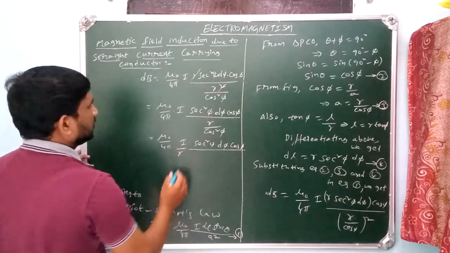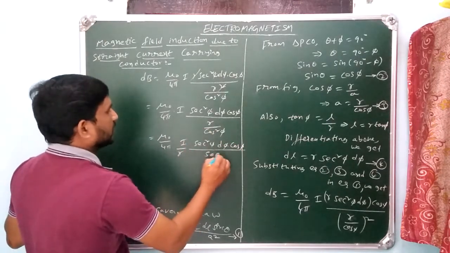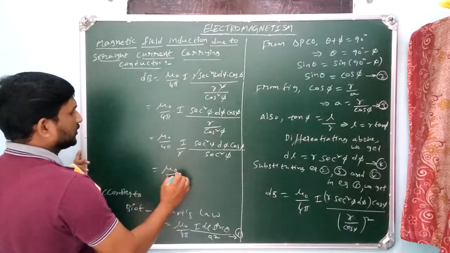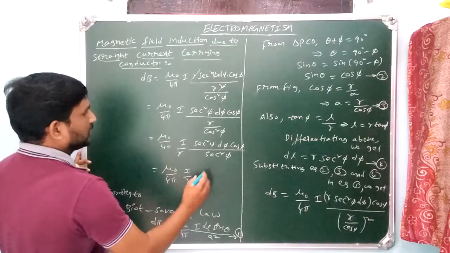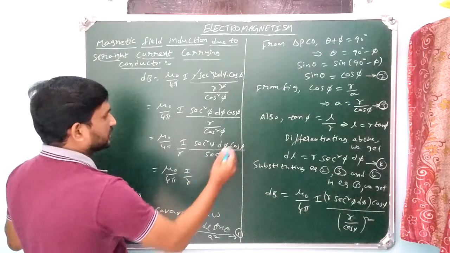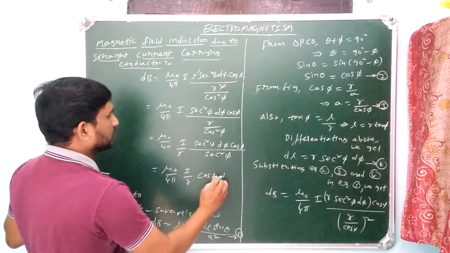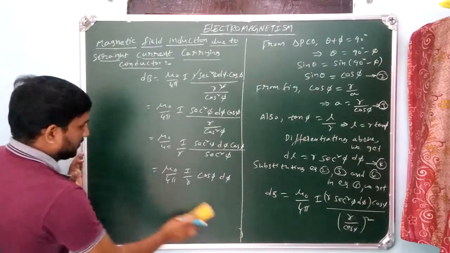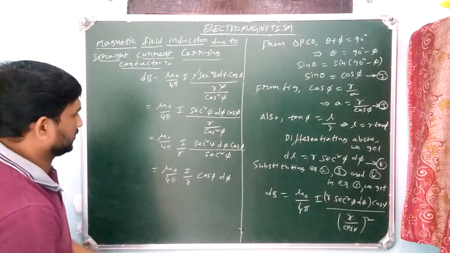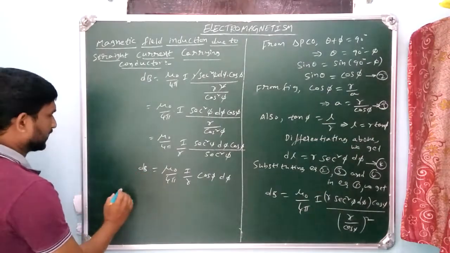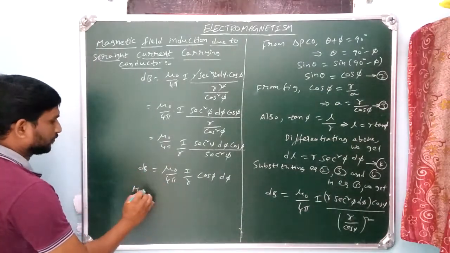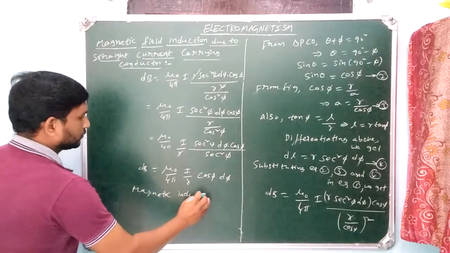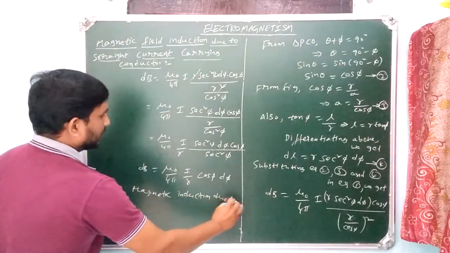Here 1 by cos square we are writing as secant square phi. Therefore mu naught by 4 pi into I by r, secant square gets cancelled, we are getting cos phi into d phi. Okay, now we have the magnetic induction for a small element. This is for a small element. Now magnetic induction due to the entire element.